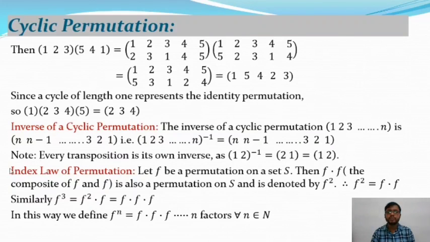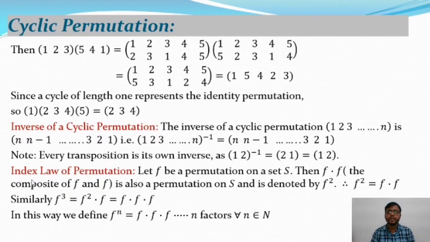So every transposition is its own inverse. That means (1 2) inverse is equal to (2 1), and (2 1) can be written as (1 2). Okay, so every transposition is its own inverse, as well as (5 6) inverse is equal to (6 5), and (6 5) is a cycle, so it can be written as (5 6) as well. Okay, so the permutation and its inverse are equal.